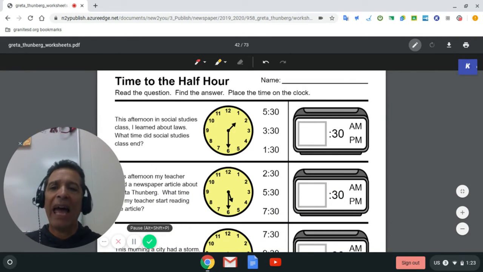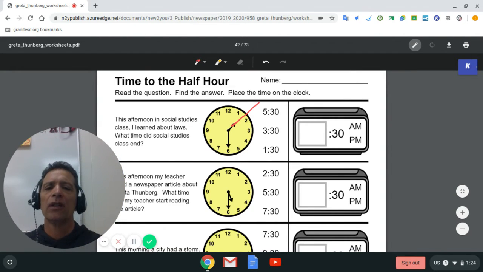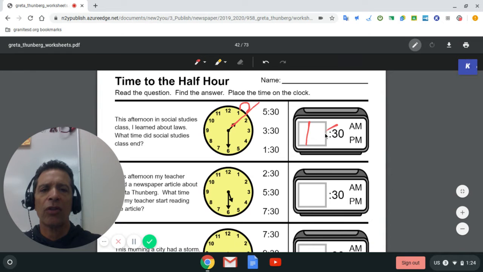Next one is time to the half hour. Again, on this one, we say the shorthand first. If you want to draw a line, if it's between 2 numbers, we say the first number first. So it's between the 1 and the 2. So we're going to say what? 1 first. If the longhand is at the 6, we say 30. So the time is 1:30. We find the answer here.